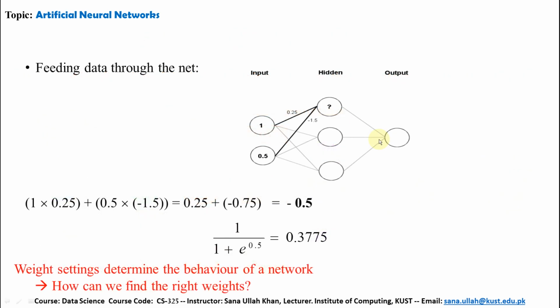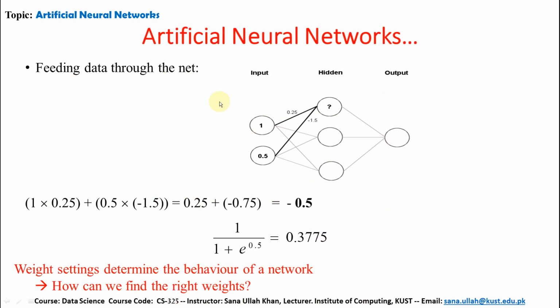So how do the weights and transforms work? Feeding data through the nets, how we can feed the results. This is the input, x1 and x2. x2 is 0.5, x1 is 1. This is the weight 0.25, and this is the weight minus 1.5. So this is connected with this.